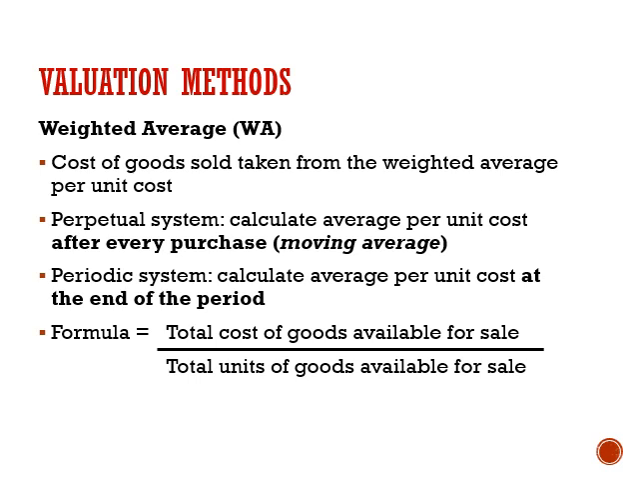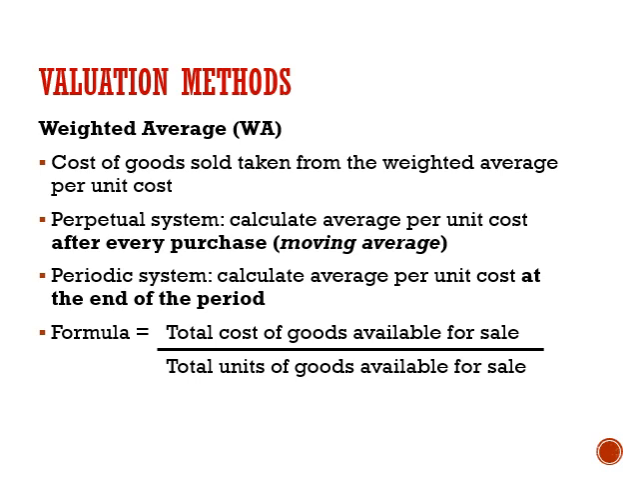Under perpetual system, we need to calculate the per unit cost after every purchase because we need to calculate the cost of goods sold every time there is a sale. Under periodic system, we only need to calculate the per unit cost at the end of the period when we determine the cost of goods sold.